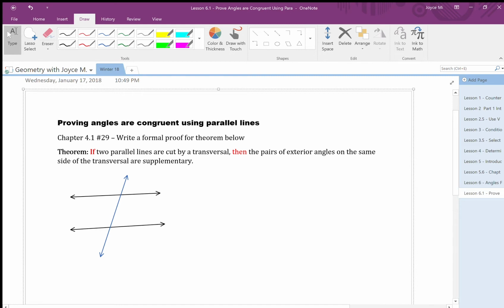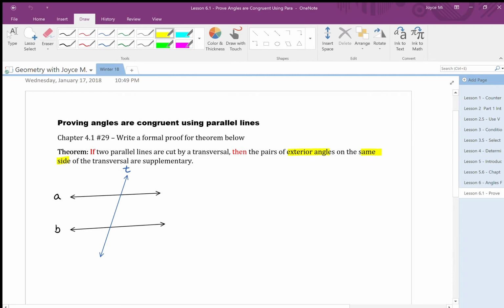So I have a set of parallel lines. I can call them A and B. I'm going to call my transversal T. So, parallel lines cut by a transversal called T. And then the pair of exterior angles: exterior angles on the same side of the transversal are supplementary.